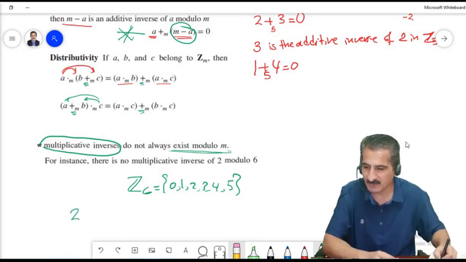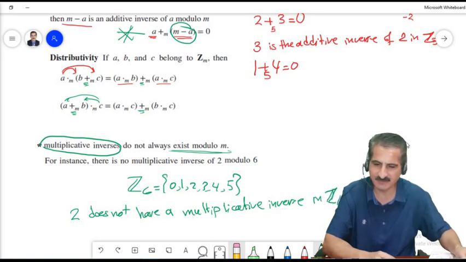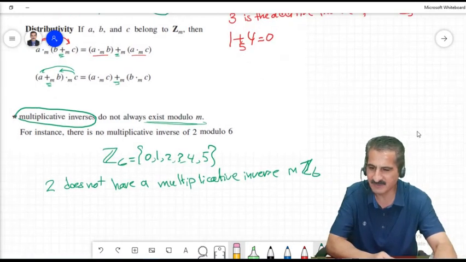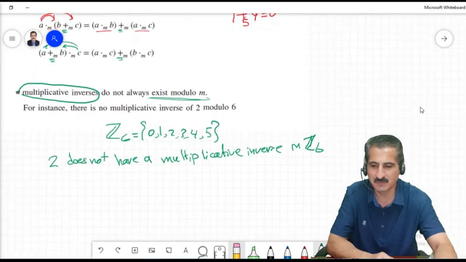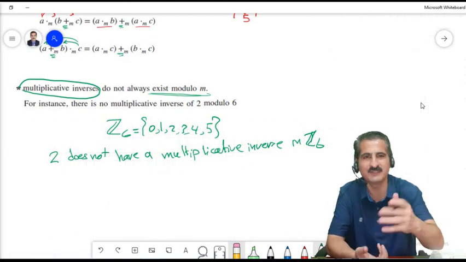Now, what about 2? 2 does not have a multiplicative inverse in Z6. How do we know that? Well, if it does have one, then it has to be one of the elements, right? So multiply 2 by every one of these elements.